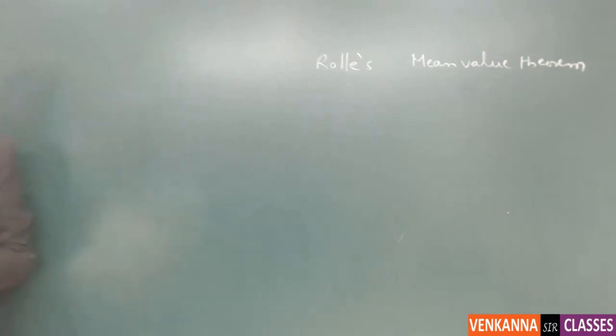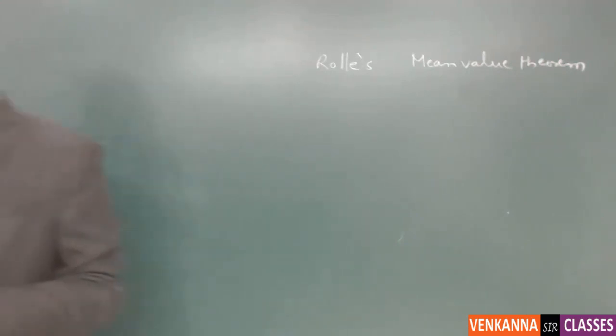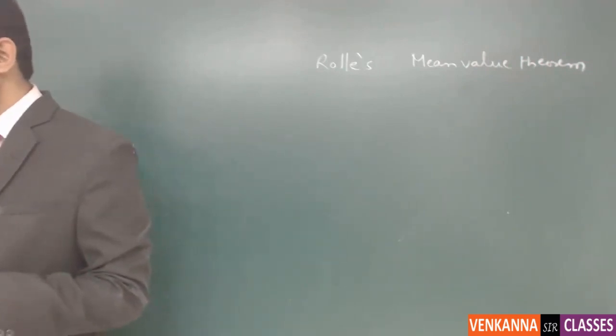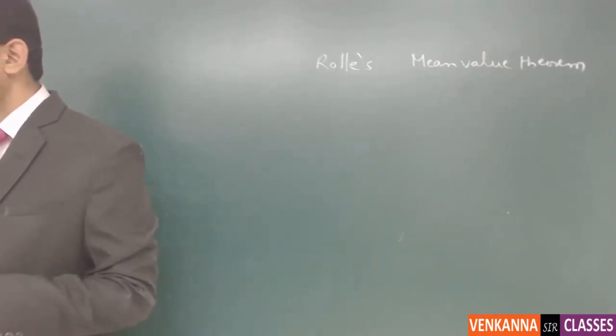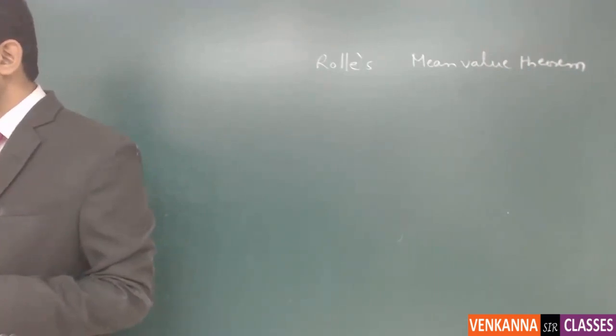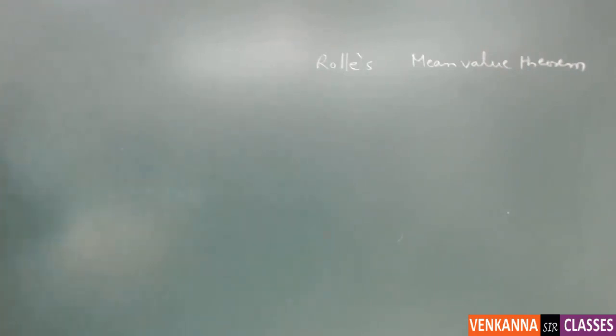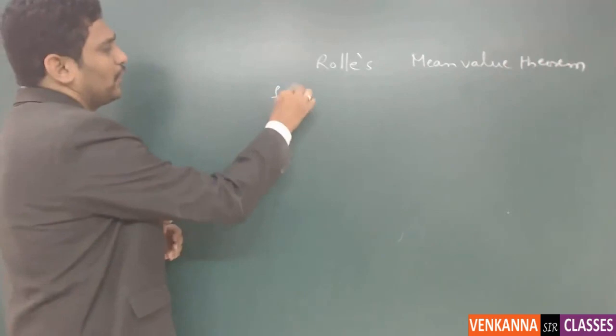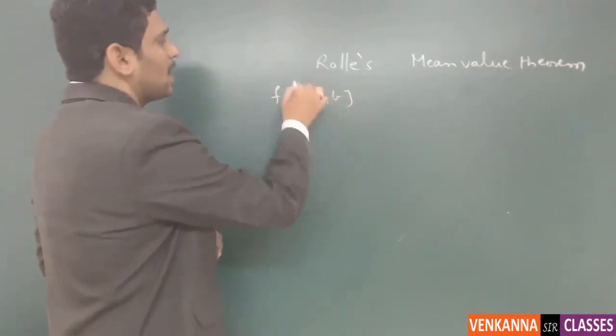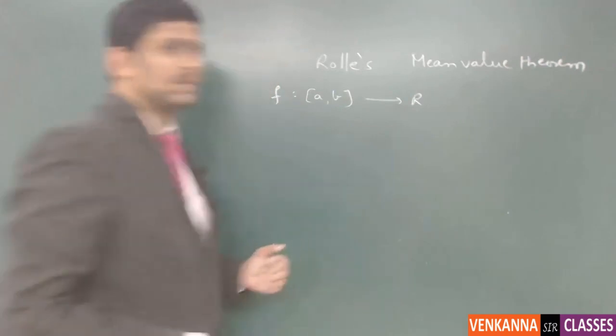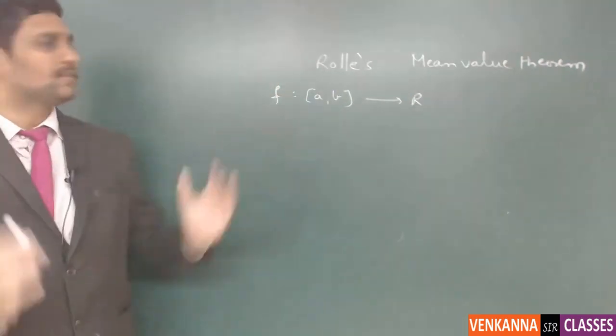I think you have come across these problems earlier while studying calculus: Rolle's mean value theorem, Lagrange's mean value theorem, and Cauchy's mean value theorem. How many of you are learning for the first time? Right. Then straight away I go with the statement of Rolle's mean value theorem. You are going to take a function on closed interval AB to R, because closed interval is sufficiently very large.